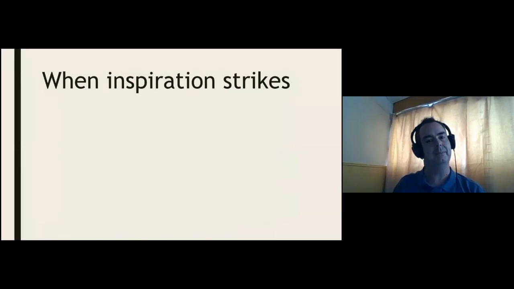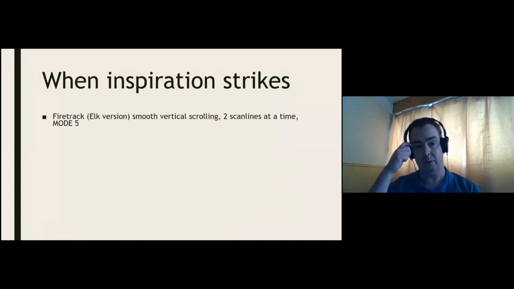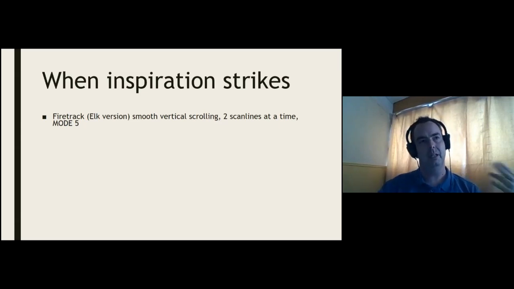So I'm talking about that, and I'm sharing a few tips and tricks I found along the way. Inspiration. It can happen anytime. You watch a demo. I watched a game in this case, Firetrack, well known probably, and one of the few games on the Electron that actually has smooth vertical scrolling, and it moves at 2 scan lines at a time in mode 5. And I was impressed by that. I didn't actually look at the code, but I'm immediately thinking, how on earth is that possible, and how can I use that for myself?